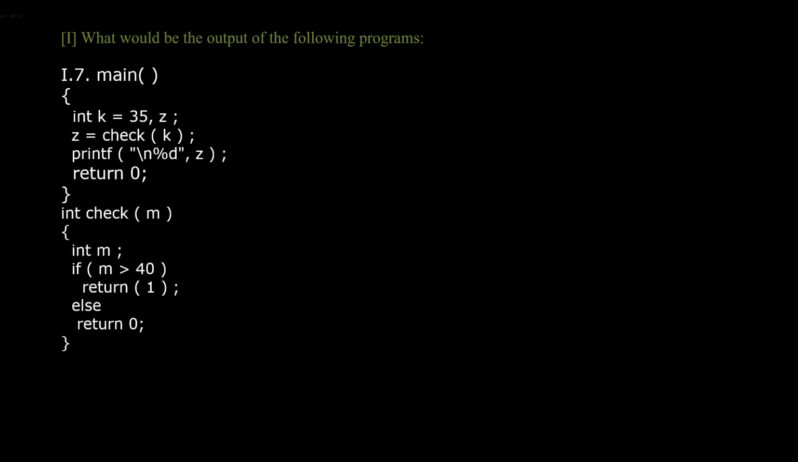Let's see seventh question. k equal to 35, check of k, and we are passing it to check, and here m is there, and again they are declaring int m inside this check function. So what will be the output of this program? If m is greater than 40, return 1, else return 0. What will be the output? Let's see the answer. It is going to throw an error because it is a redeclaration of m.